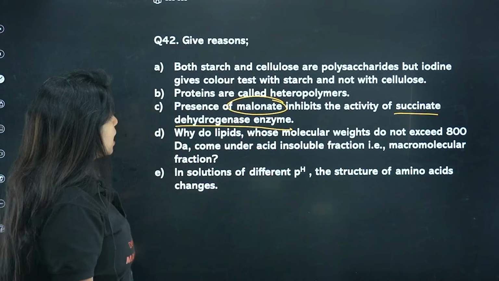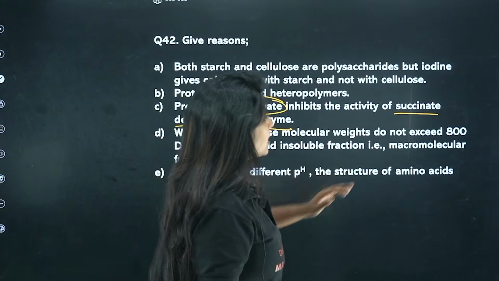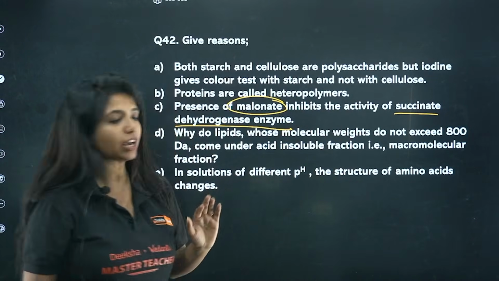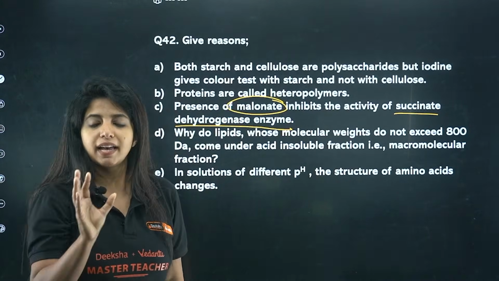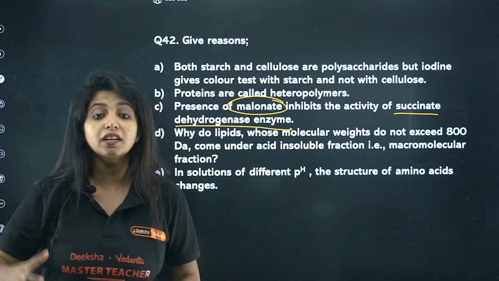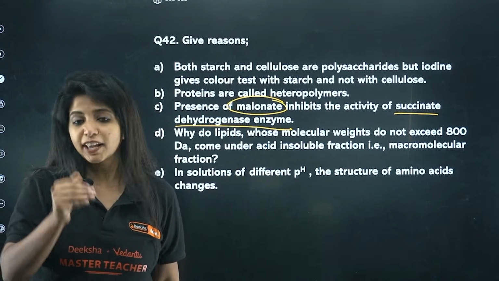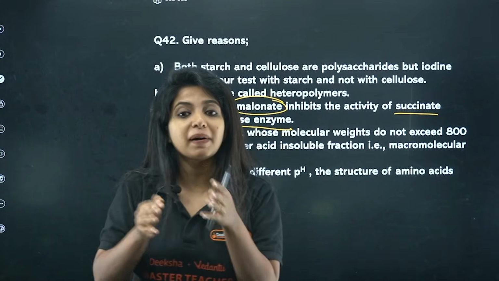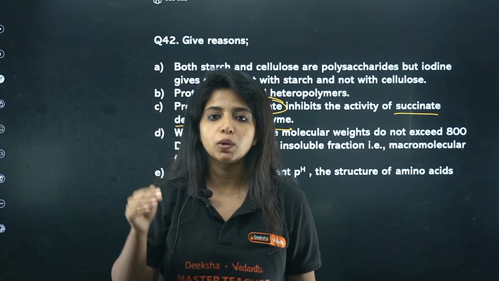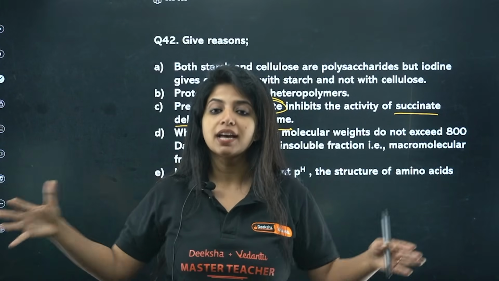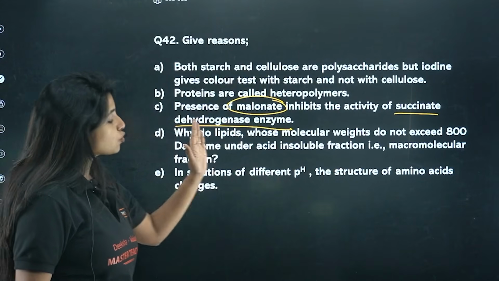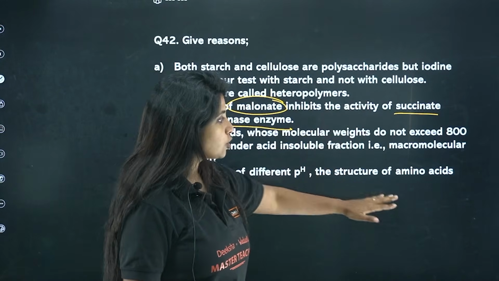Got it? Now, why do lipids whose molecular weight does not exceed 800 Dalton come under the acid insoluble fraction, that is, the macromolecular fraction? Lipid has a very low molecular weight, only 800 Dalton, but still you are categorizing it under macromolecules, bigger molecules. Why? Because lipids do not stay like that. Lipids combine together to form big things, for example, your cell membrane. That is why you consider this a macromolecular structure. They do not come as small units, they come together to form big structures, which is why you call it a macromolecular thing.